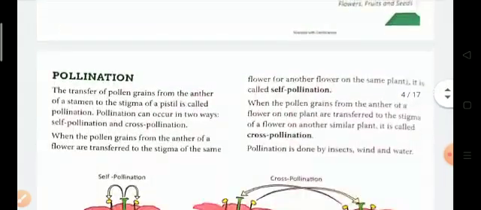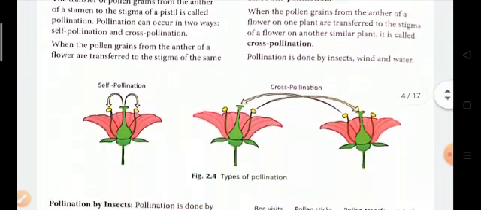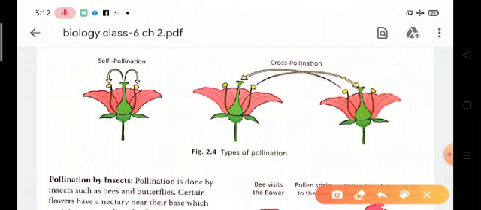Now I am going to describe what is pollination. The transfer of pollen grain from the anther of a stamen to the stigma of a pistil is called pollination. Pollination is of two types. The first one is self-pollination and the second one is cross-pollination. In self-pollination, pollen grain is transferred to the stigma of the same flower, while in cross-pollination, pollen grain is transferred to the stigma of another flower.